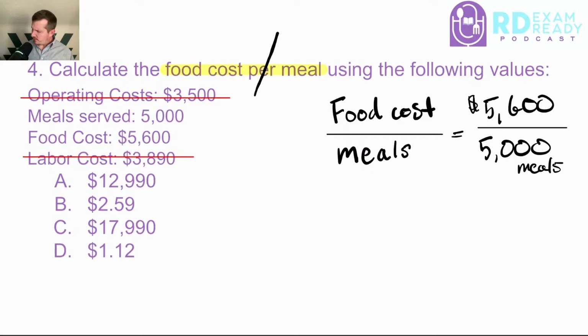5,600 divided by 5,000 meals. When I plug that into my calculator, and I recommend you use the calculator when you want to confirm your work, I ended up with $1.12 per meal. Okay. Very important to keep your numbers consistent there. Great question, and a great comment in the chat just about the per.